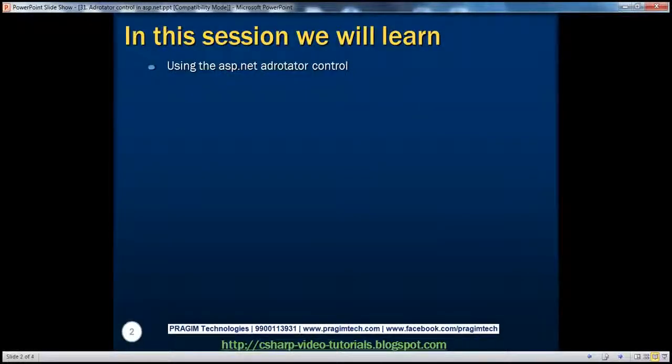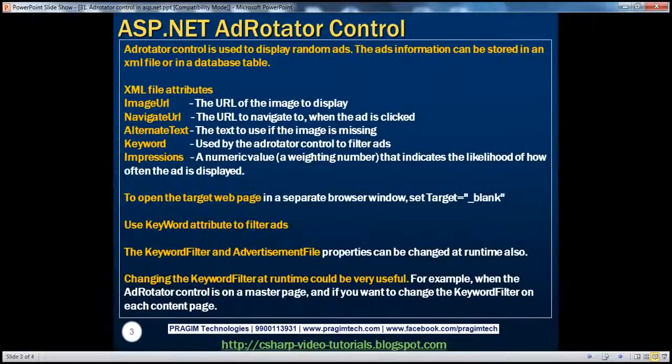In this session, we'll learn about using the ASP.NET Ad Rotator control. The Ad Rotator control in ASP.NET is used to display random ads. These ads can be stored in an XML file or in a database table. In this example, we'll see how to use an XML file.